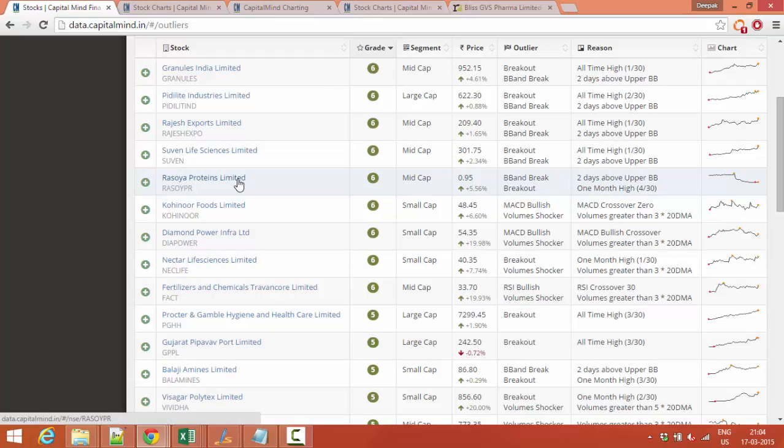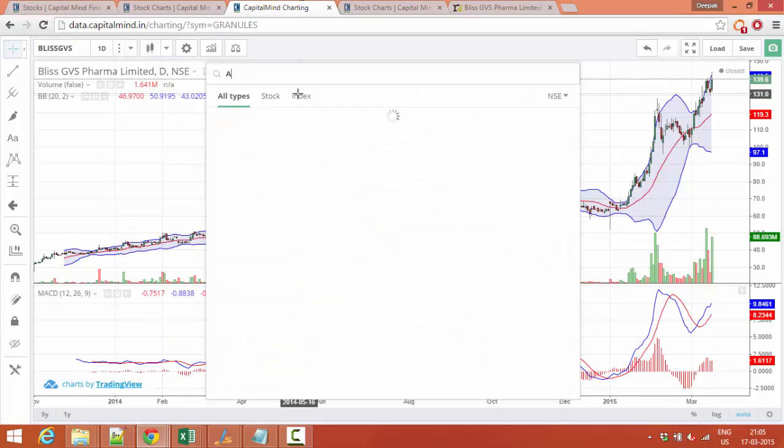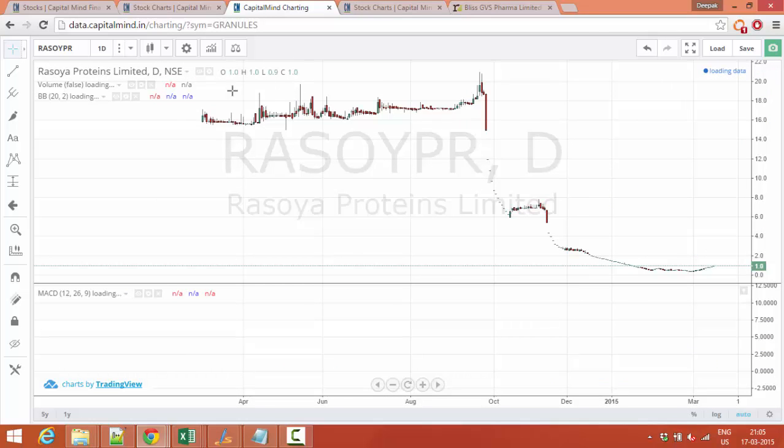The soya protein has been a breakout range for a while. However, while it has been above the upper Bollinger Band, it's not showing a new high. So if you look at it at some level, this may give you a different picture of an outlier that is not making an all-time high.